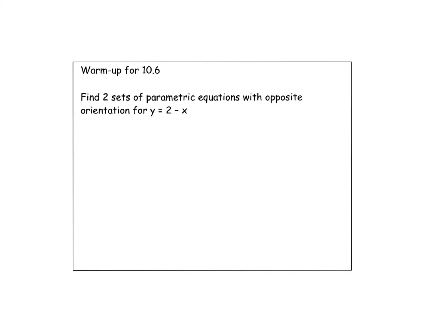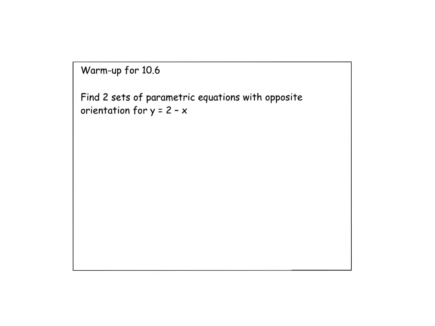Okay, so 10.7 is essentially an introduction to this idea of polar coordinates. So I'm just asking you to review first with 10.6, finding two sets of parametric equations with opposite orientation for y equals 2 minus x. So that means, can we graph this line, 2 minus x, but moving in a different direction? As t changes, or as we set different parameters, we could increase versus decrease, or something along those lines.